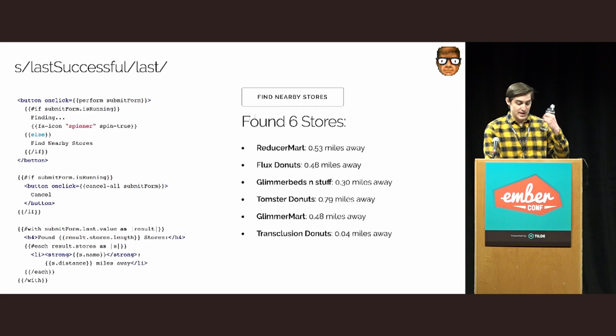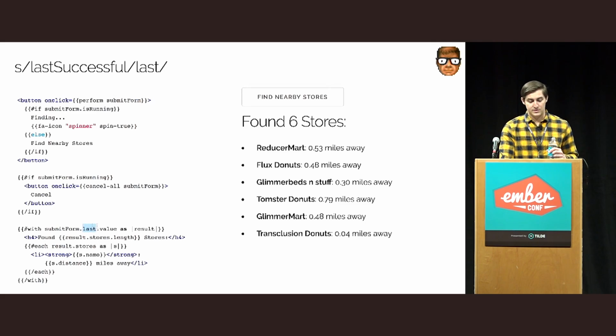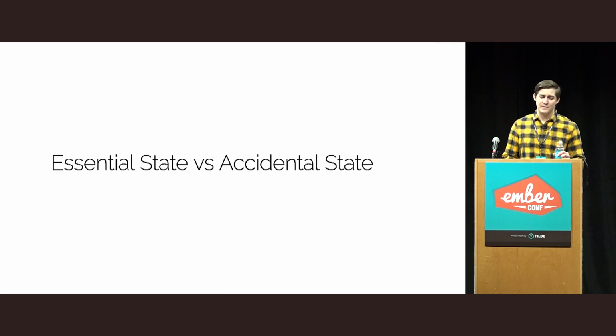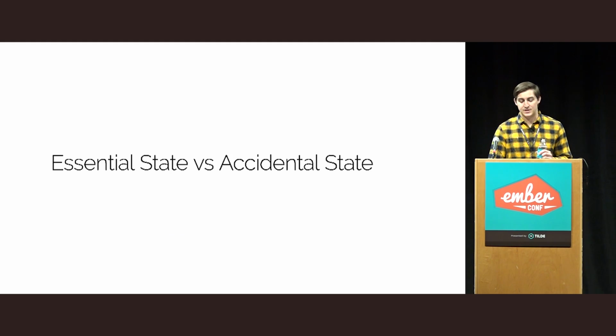So it's really nice that all you have to do is change one property. Which value do you want? Do you want the one that last completed? Or do you eagerly want the newest value, even if it doesn't exist yet? It makes it really, really easy. And so really this just boils down to the fact that Ember Concurrency pays a lot of respect to the concept of essential state versus accidental state.